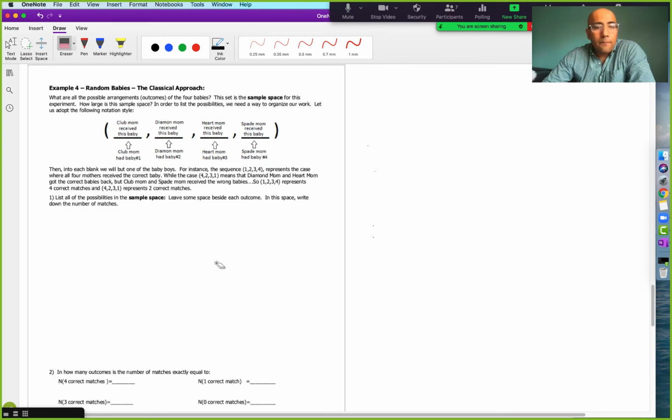So we have a couple of ways to do that. One of them is classical probability, and we'll explore that here in a little bit. But we also have empirical. So empirical means we create a model to simulate the situation. Good. So that's what this is. Let's go over here.